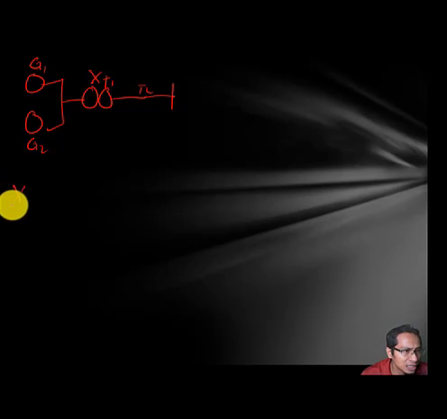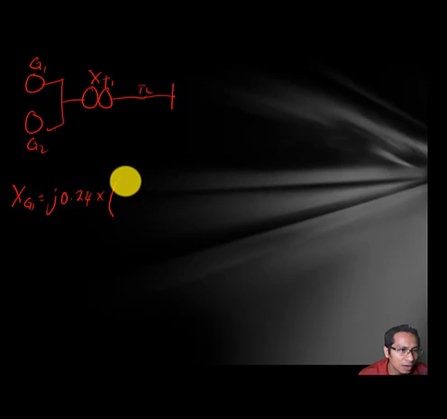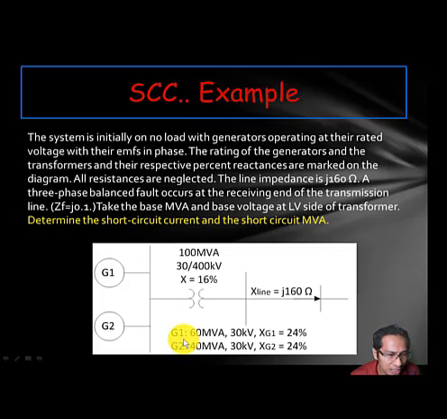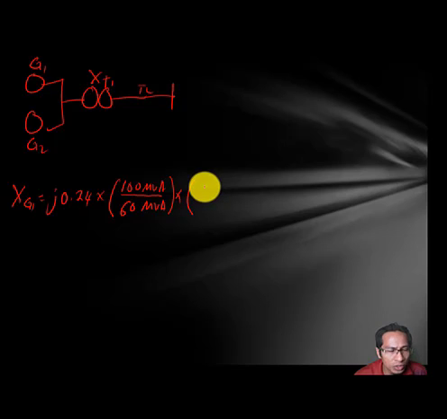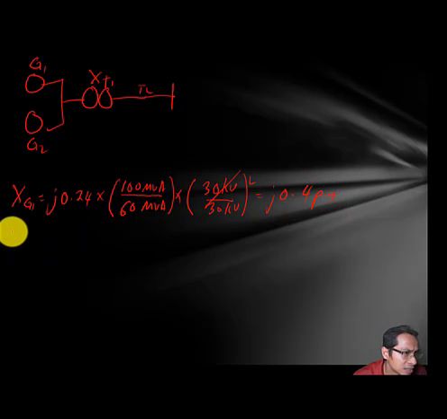We start with XG1. XG1 is equal to j0.24 times 100 MVA, which is the new S base, over S base old, which is the generator rating. G1 is 60 MVA, times V base old over V base new. In this case, our V base old is 30 kV over 30 kV squared, so we can cancel it out. So we will get j0.4 per unit.